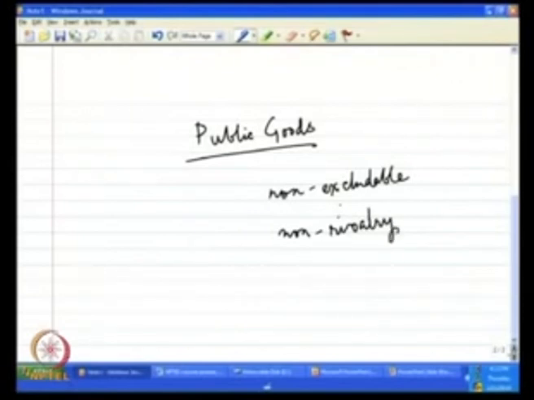Another characteristic of a public good is non-rivalry. What it means is that if I am using a public good, then I do not come in the way of any other person using that public good. So this is another important feature of a public good. Again, take the case of a road. If I am using that road, it's not that anybody else cannot use the road. He or she can obviously use the road.